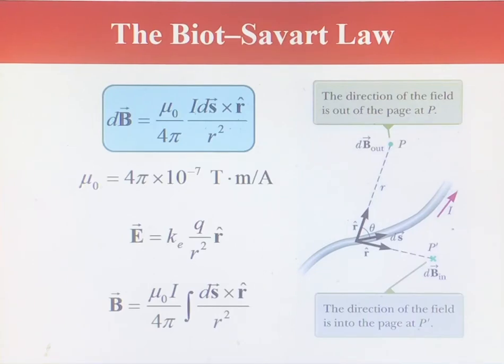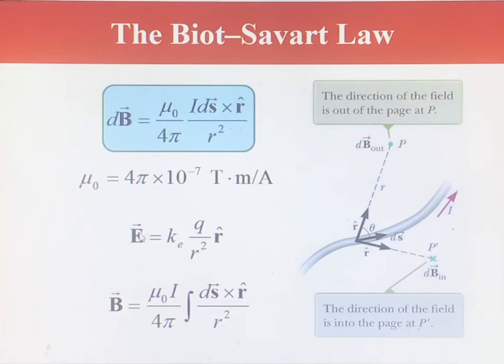So magnetic fields can be produced by currents. This is a wire that carries a current. A wire that carries a current is going to generate a magnetic field. And this equation here is called the Biot-Savart Law. It tells me how I can calculate the magnetic field.